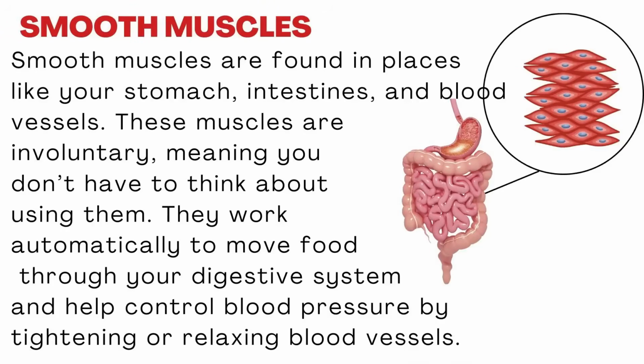While smooth muscles are found in places like your stomach, intestines, and blood vessels. These muscles are involuntary, meaning you don't have to think about using them. They work automatically to move food through your digestive system and help control blood pressure by tightening or relaxing blood vessels.